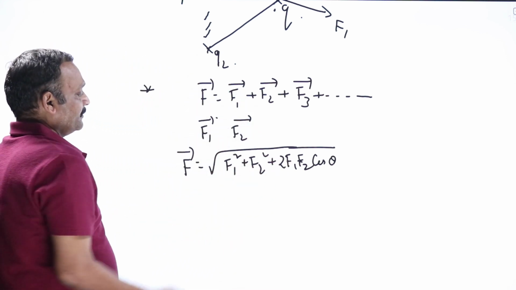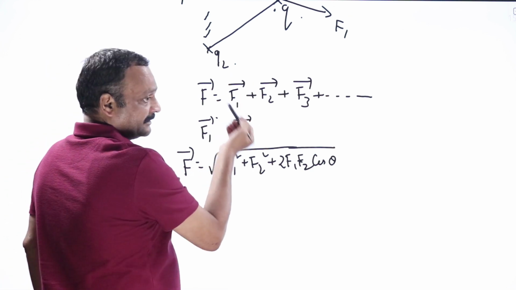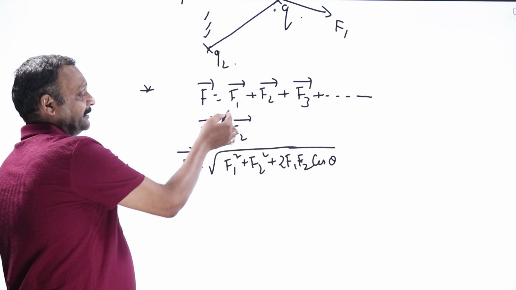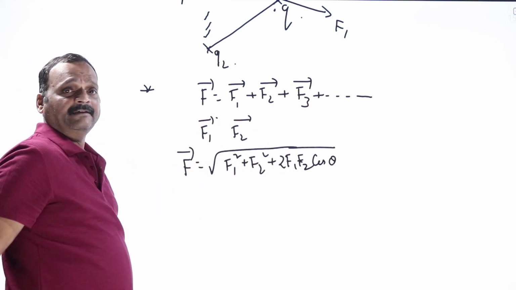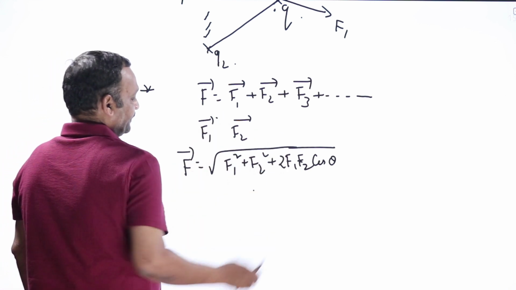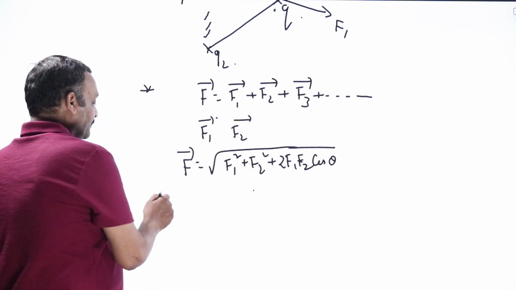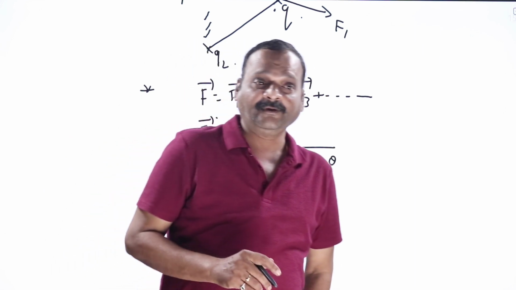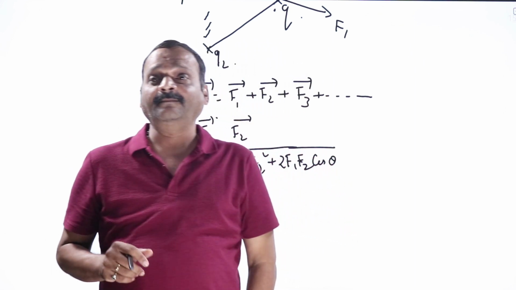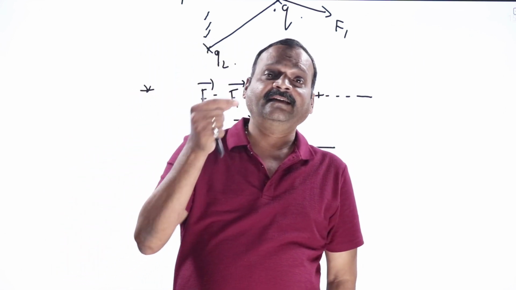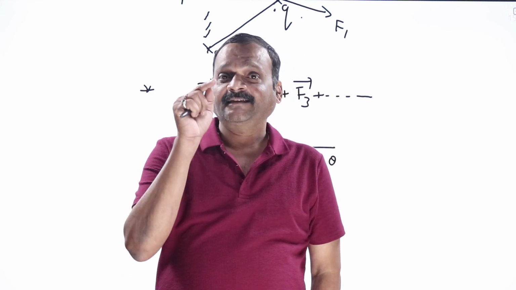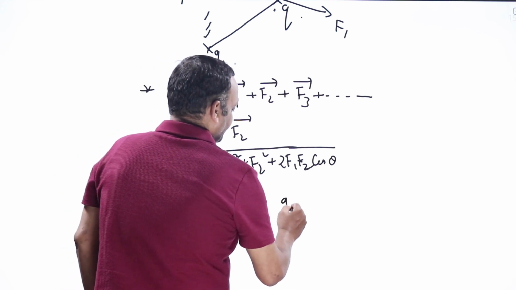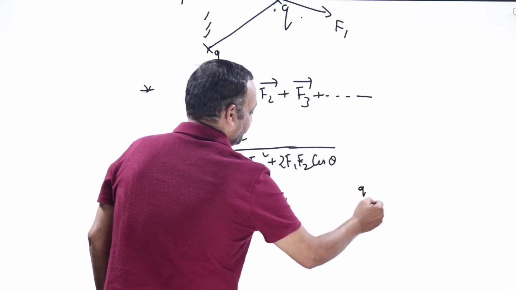So the force is conservative in nature, and it obeys superposition principle, that is, the resultant force is the vector addition of all individual forces. Next, electrostatic force is an action reaction force pair. In some exams the question will come: which of the following are action reaction pairs? Electrostatic force is an action reaction pair. That is, if there is one charge q1 here, there is one charge q2 here.